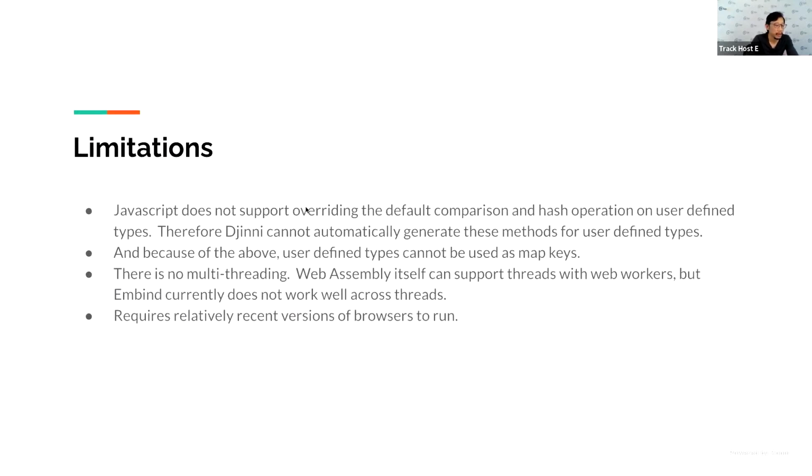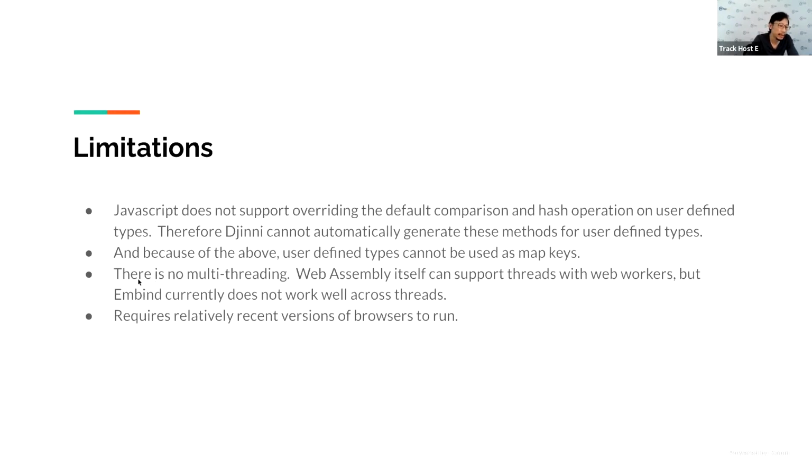So let's talk about some limitations. JavaScript does not support overriding the default comparison and hashing operation on user-defined types. Because of this, Genie cannot automatically generate these methods for user-defined types. It is possible to generate these for Android and iOS, but not for web apps. And because of this reason, user-defined types cannot be used as map keys, because the maps are unordered maps in C++, and it needs a hash function.